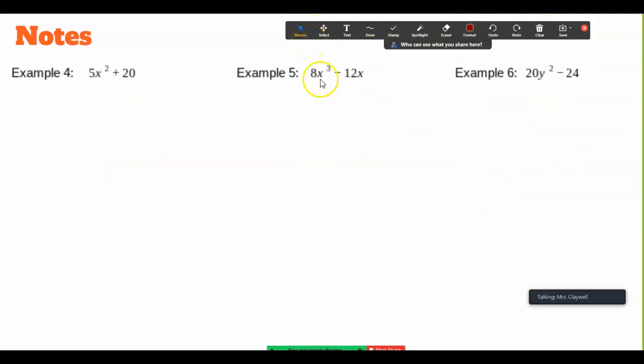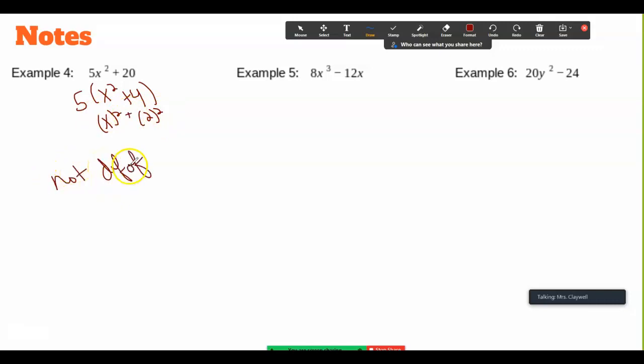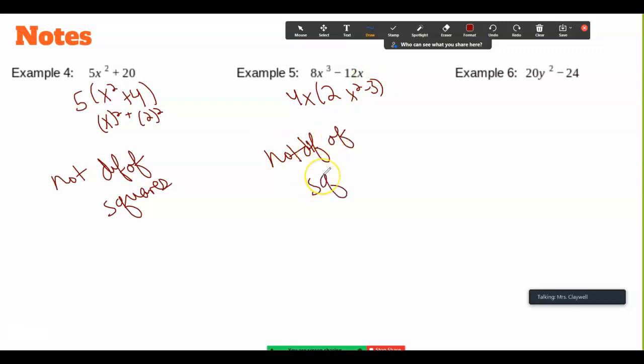So we may not always have difference of squares, so let's think about that as we do this next set. I factor out a 5. Okay, notice that this is an x squared and a 2 squared, but I have a plus between, so this is not difference of squares. This has a 4x. So I can't write these as something squared, so this is also not a difference of squares.